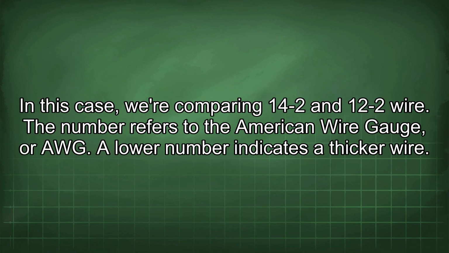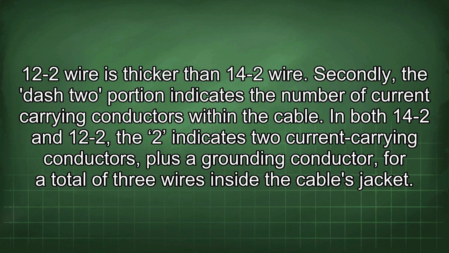In this case, we're comparing 14-2 and 12-2 wire. The number refers to the American wire gauge, or AWG. A lower number indicates a thicker wire. 12-2 wire is thicker than 14-2 wire.